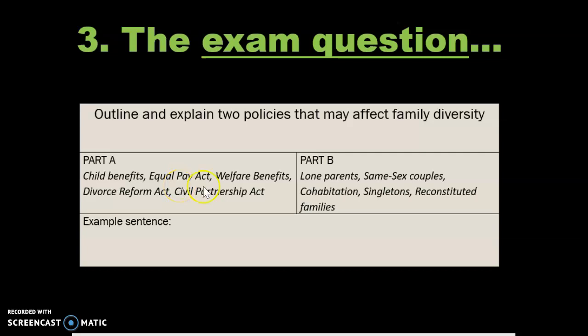What about the part B? So how is it going to affect family diversity? So what do we know about family diversity? So there could be lone parents, there could be same-sex couples, families choosing to cohabit, so not get married, people choosing to remain single or have reconstituted or step families. So do the same again, think about which ones you know most about and do that example sentence.